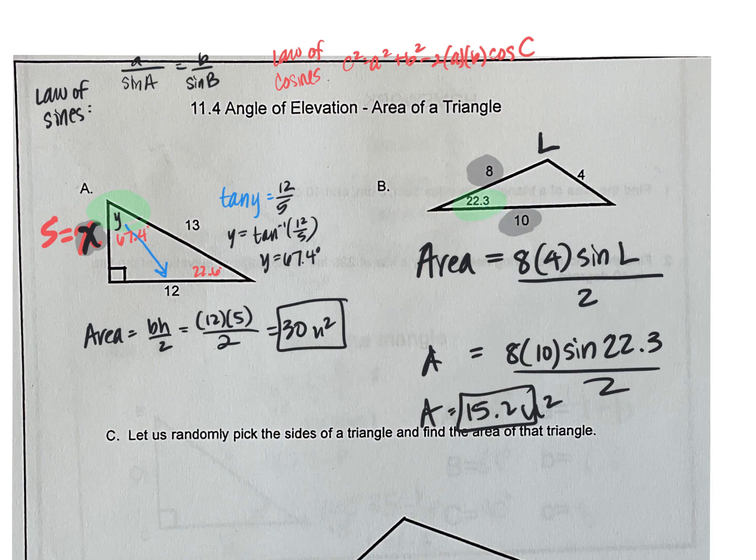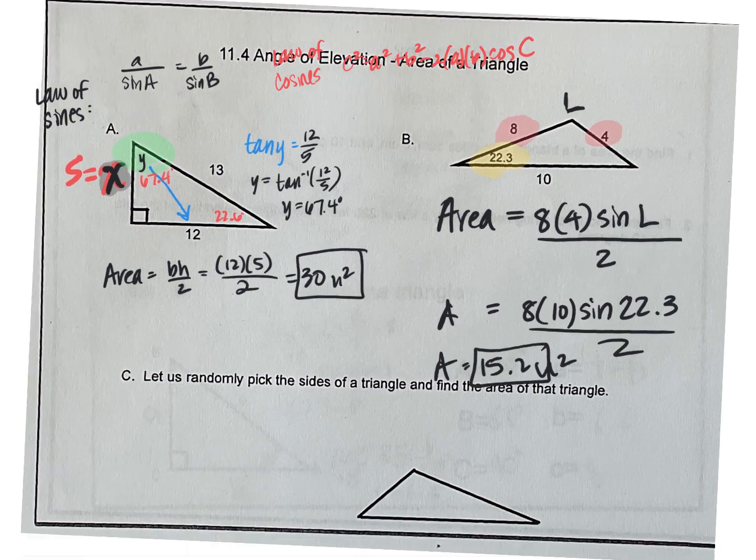In order to use that shortcut, again, it's leg times the sine of the angle that those legs form. Even if I knew this angle, I cannot do 8 times 4 times the sine of that angle, because that angle is not between 8 and 4. Okay? So let's put in some vague things over here.